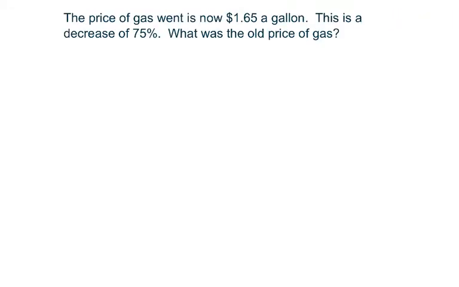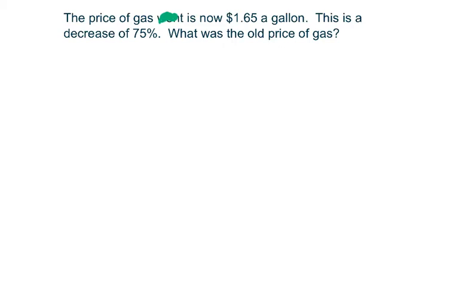Finally, the price of gas is now $1.65 a gallon. This is a decrease of 75%. What is the old price of gas? So first, cross off the word "went" here because that makes no grammatical sense. And so this is similar to what we just talked about.